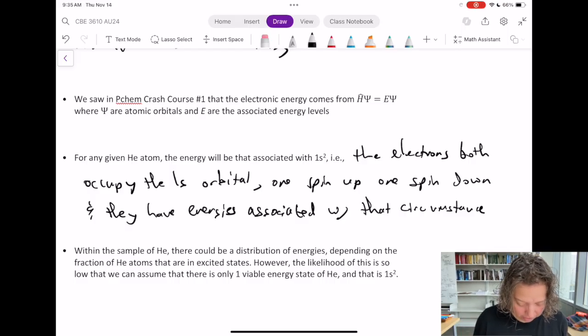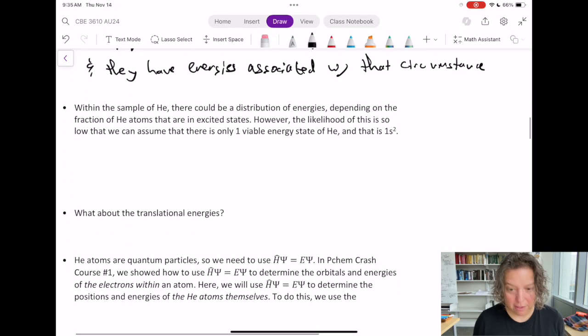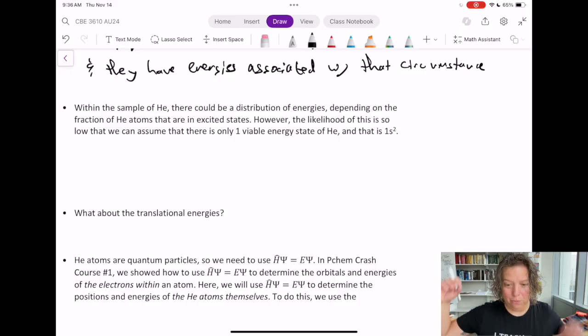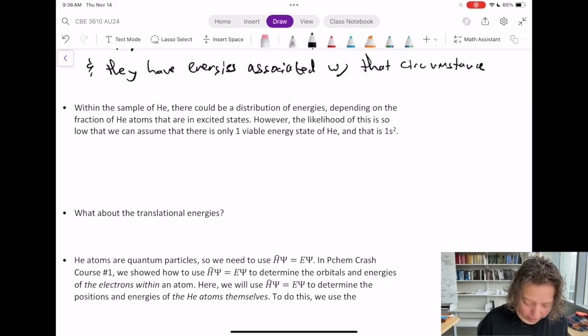Okay. So within this sample of helium, there could be a distribution of energies depending on the fraction of helium atoms that are in excited states. However, this is going to be very low. The fraction that is in excited state is going to be really low. It's not impossible. There's nothing impossible in quantum mechanics. But it's so low that when we observe the sample of helium atoms, we're going to be observing essentially this ground state energy.